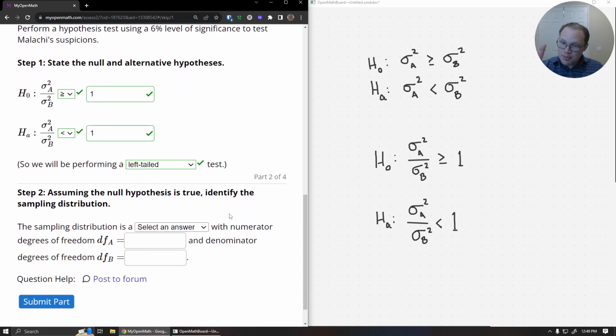All right, so step 1 is all done. Step 2, now we need to assume the null hypothesis is true and identify the sampling distribution. Well, we already know that when we are conducting a hypothesis test comparing the variances of 2 different populations, we are going to need an F distribution.